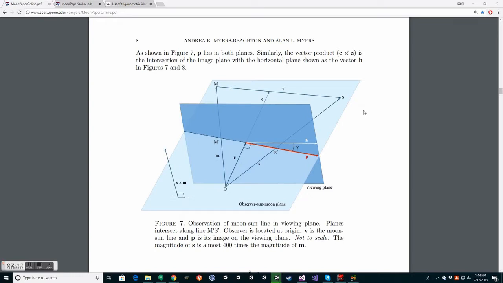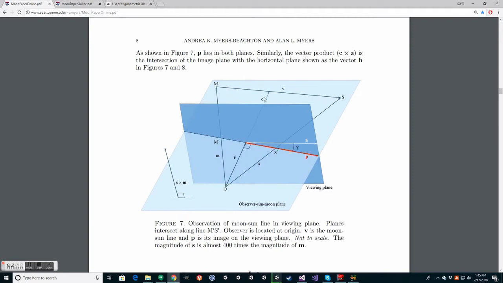Now, before we even go any further, it says clearly that this is not to scale. We shouldn't worry about that. This is a visualization of the math that we're going to do, and all the math will be using actual numbers. Nothing about the scale of this diagram is going to have anything to do with that. So the important terms here are the m, which is the vector from the observer to the moon, the s, which is from the observer to the sun, and then here's that v from the moon to the sun.